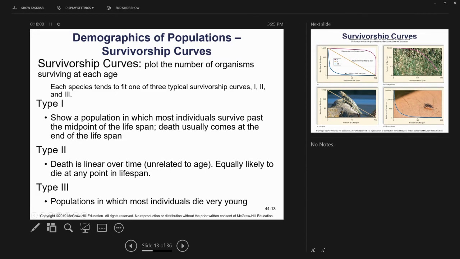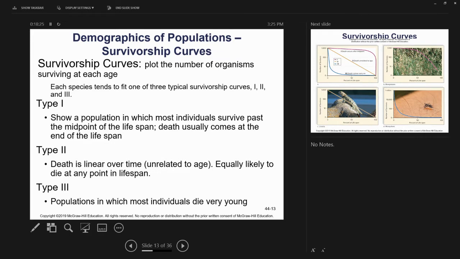And then type 3 populations, most individuals die very young. These tend to be populations that produce lots and lots of offspring, have very little parental care. Sea turtles are an example of this. In a clutch of 300 eggs, when they hatch and head for the sea, lots are going to get picked off by birds right away as they're trying to get to the ocean.